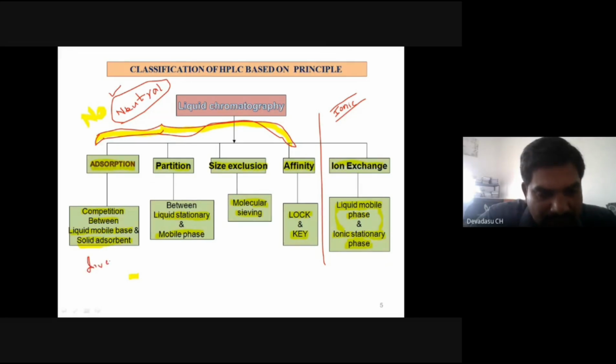And in turn, if my sample is having neutral molecules which have diverse physicochemical properties, that is, the difference in their chemistry is wide. Here the species differ by their wide chemistry. In that case, we can deliberately select adsorption chromatography. Okay.